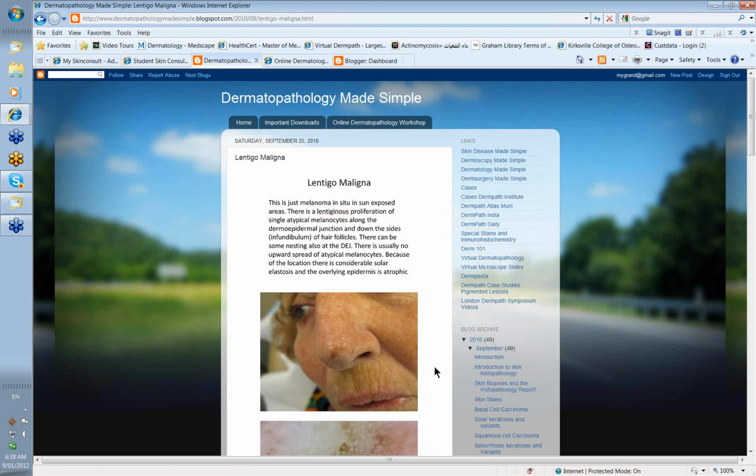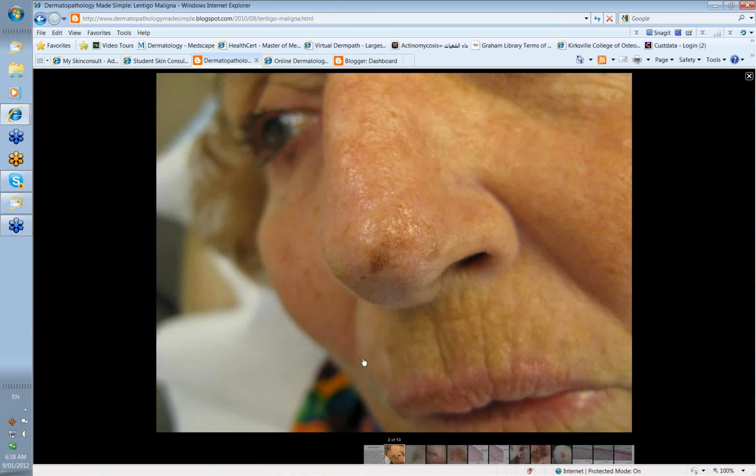What we'll do now is have a little look at the histopathology of this. First of all, let's have a little look at the clinical. Here's a Lentigo Maligna. You can see variable pigmentation in this area here. You can almost see what looks like a lines reticular here, but in point of fact, these are follicles, and this is perifollicular pigmentation that you're seeing. The lesion actually extends all the way right round here.